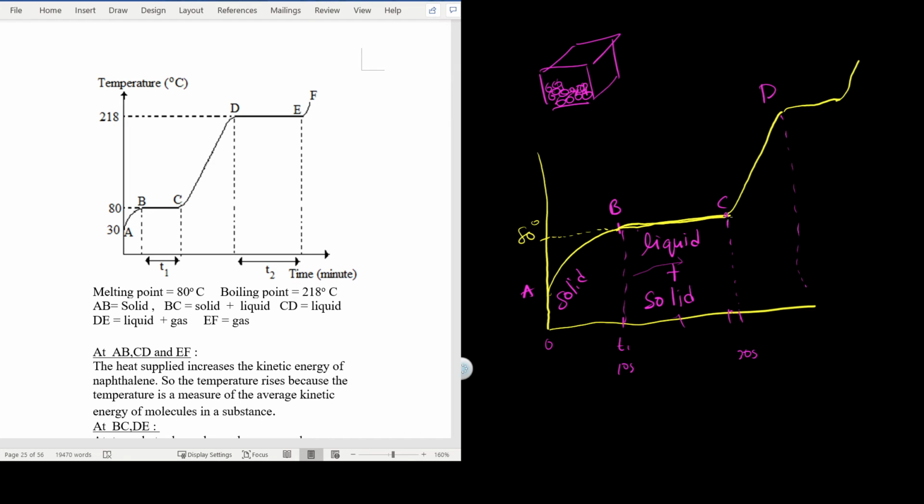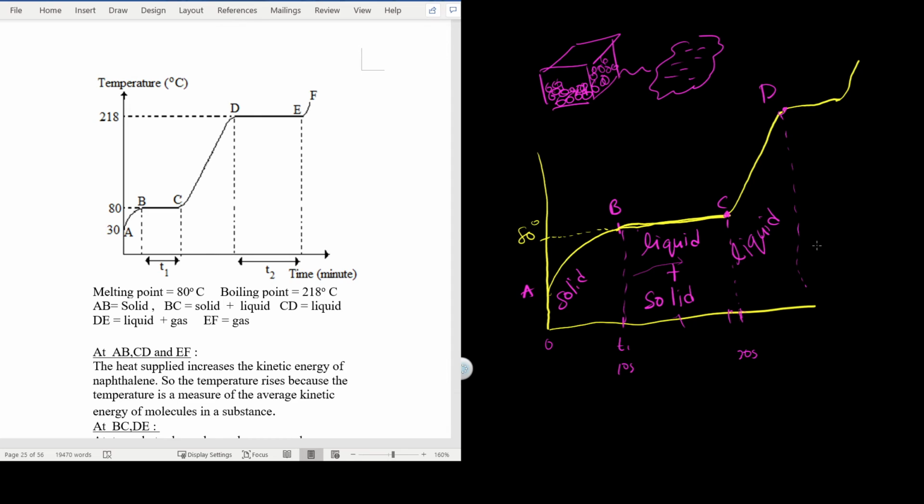Once they reach this point C, or at 30 seconds, at point C we can say that all of the atoms or molecules already become liquid, because we already supplied a lot of energy to this substance. So all of the energy is used to overcome or break the force of attraction between these atoms or molecules inside the substance. So all of them become liquid from C to D.